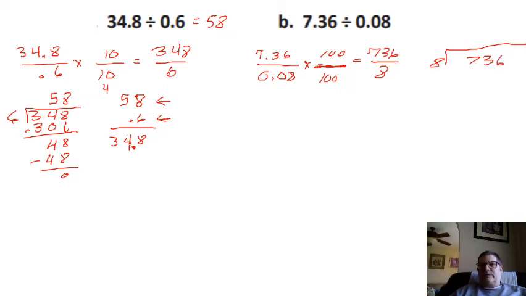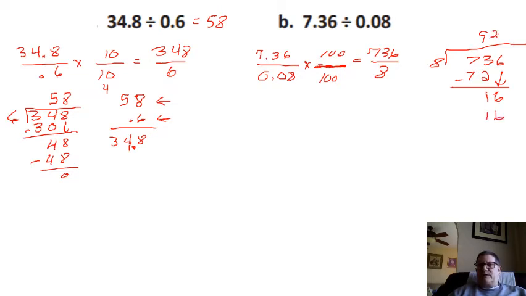8 goes into 7 0 times, but 8 goes into 73 9 times. 9 times 8 is 72, which gives us 1 left over. We bring down our 6. 8 goes into 16 2 times. 2 times 8 is 16, with a 0 remainder. So it should be equal to 92.